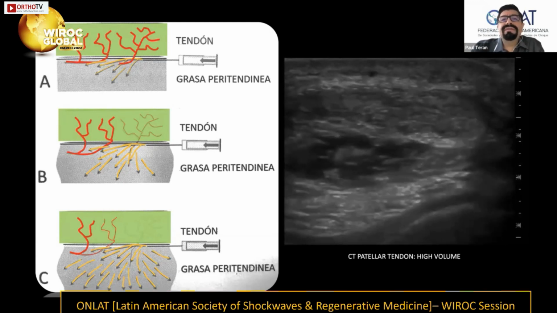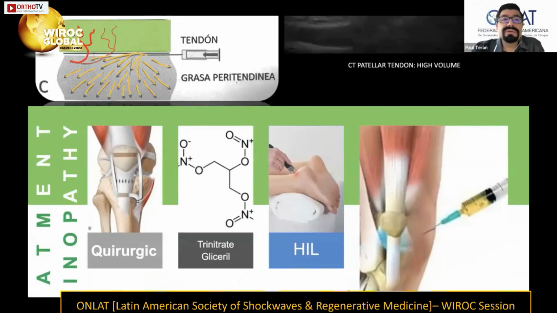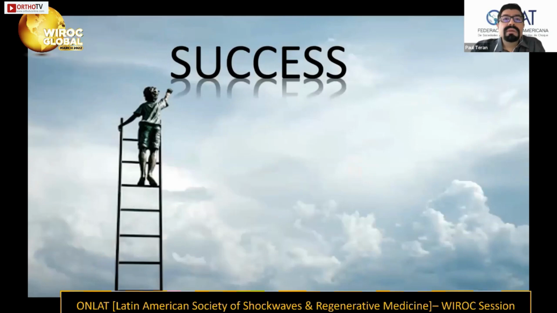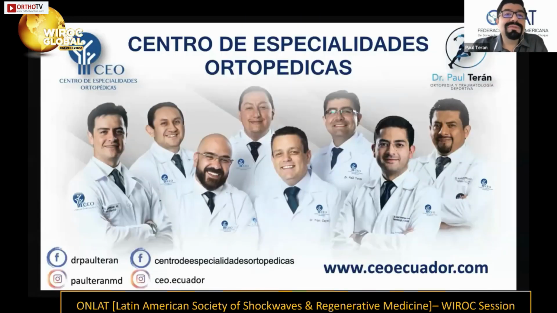But there are several effective alternatives for these pathologies, such as open and arthroscopic surgical treatments, medication, high-intensity laser, and also biological treatments with PRP or stem cells. Success is achieved with an accurate knowledge of the pathology, proper use of technique, ultrasound guidance in the modes of treatment, and the most important, teamwork. Thank you very much for your attention.